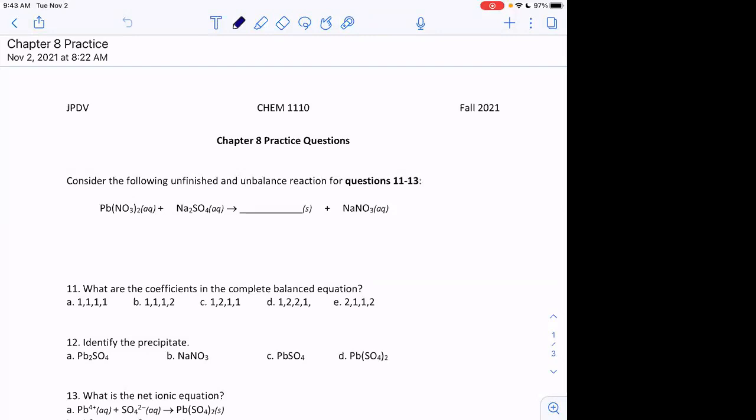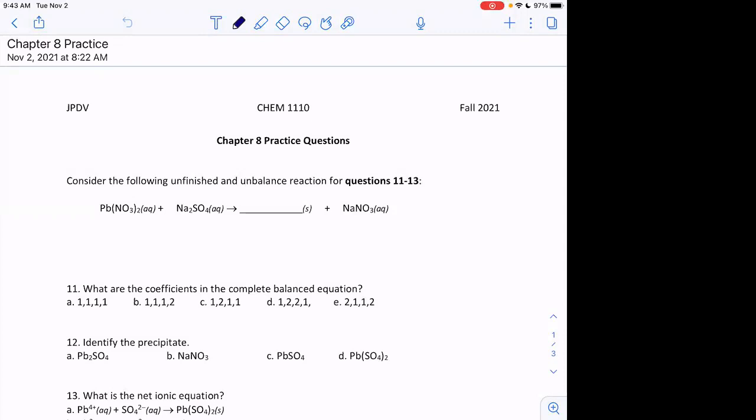So the first question here was pretty simple, for the same reason I told you before. Since there are questions based on this, I didn't want students to get this wrong and then get 4 questions wrong, or 3 questions wrong, because they couldn't balance it or something. So this was considered the following unfinished and unbalanced reaction for 11 through 13.